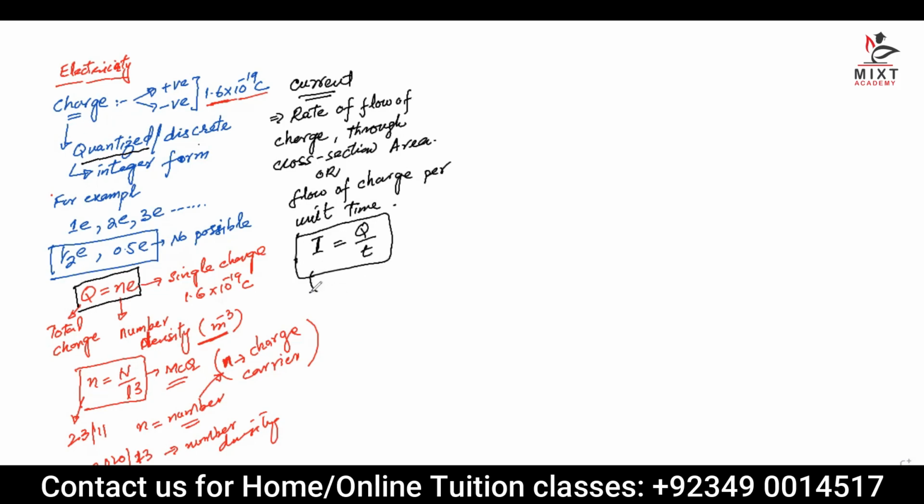But now in the MCQ, it is using I is equal to NE divided by T. Remember that. They replace the Q with NE, okay? Sometimes the question will be given on this formula. So the unit of current is ampere. It is a base unit, so that's why it is a scalar quantity. So the current is a scalar quantity.